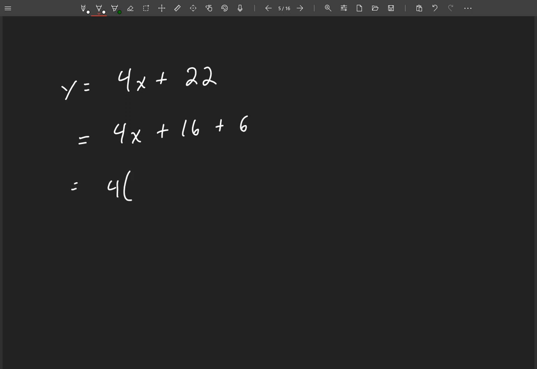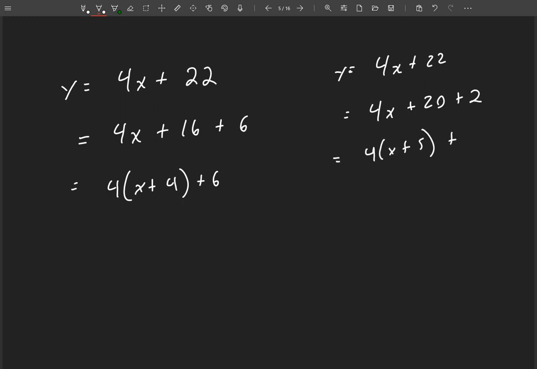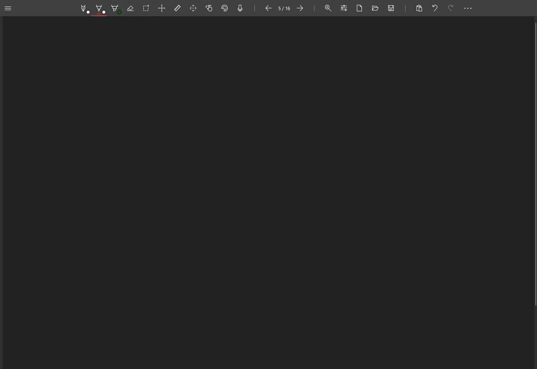Now I pull that 4 out. I have x plus 4 and then plus 6. Just in case you did it this way, you could have done 20. So 4x plus 20 and then a 2, right? And then you would have gotten 4 times x plus 5, plus 2. Again, these are both correct answers. Both fine. There's, in fact, an infinite number of correct answers. All right, try this one. Make it slightly more tricky, I think.